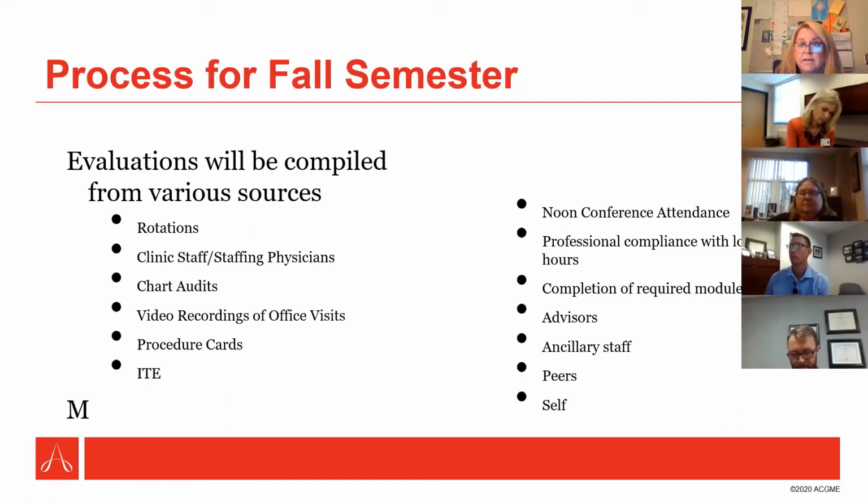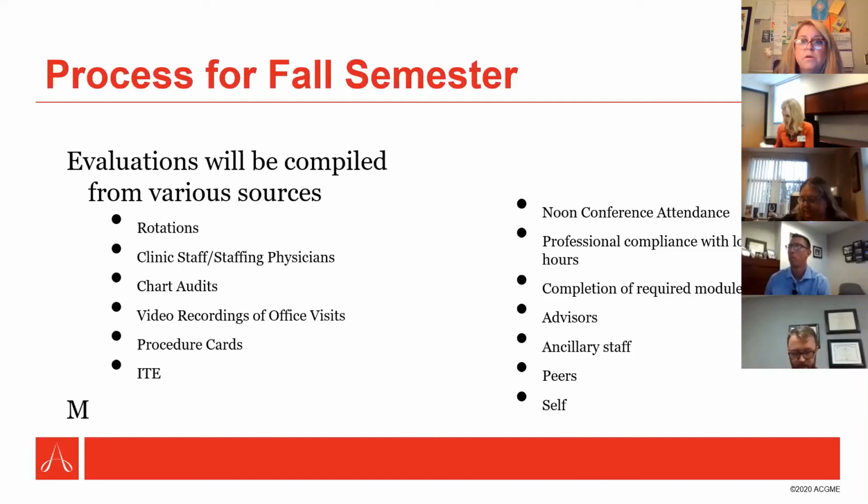And so that data gets sort of filtered in. We review video recordings of your office visits and watch your patient interactions. We take a look at your procedure cards and how you're doing with your procedure competency and also volume. We take a look at your ITE scores and use that as a benchmark for some of your medical knowledge assessment.